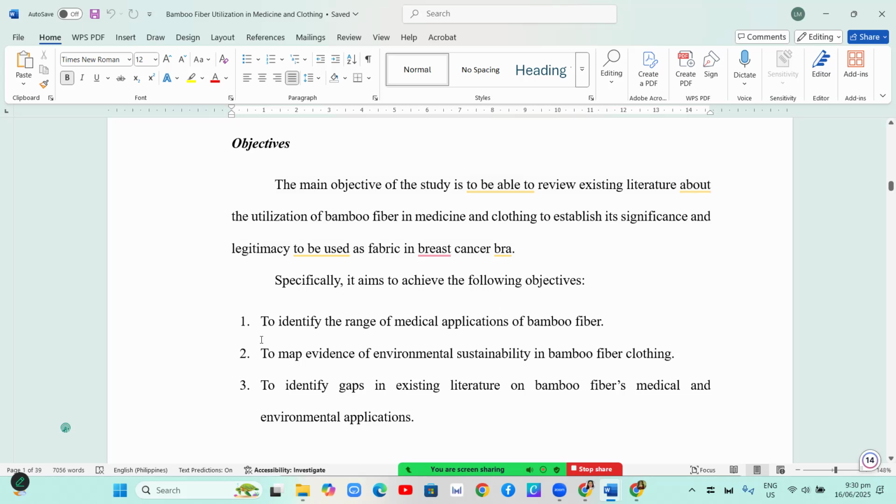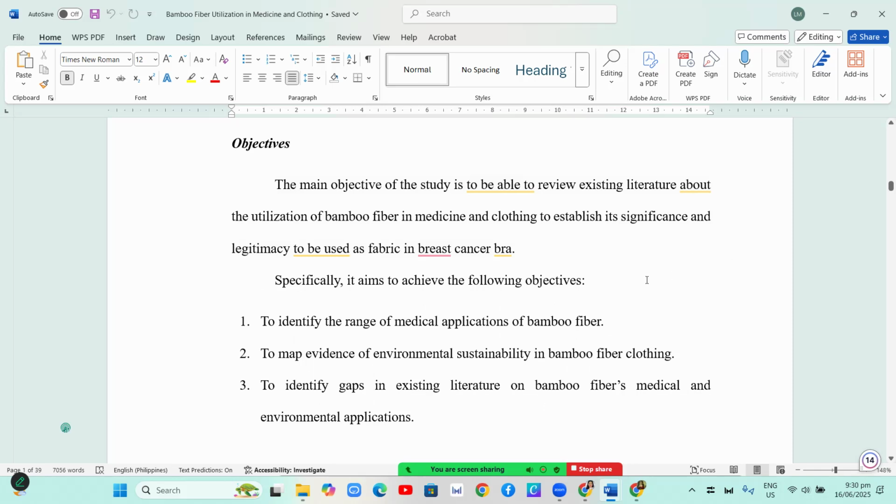So, the number one is to identify the range of medical applications of bamboo fiber. Second, to map evidence of environmental sustainability of bamboo fiber in clothing. And third one, to identify gaps in existing literature on bamboo fiber's medical and environmental applications.